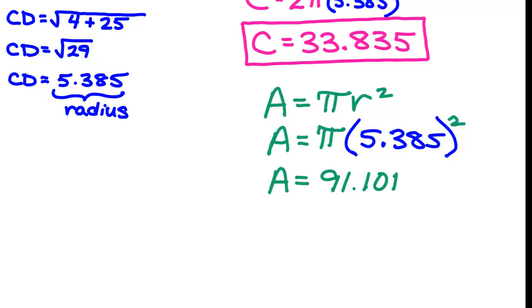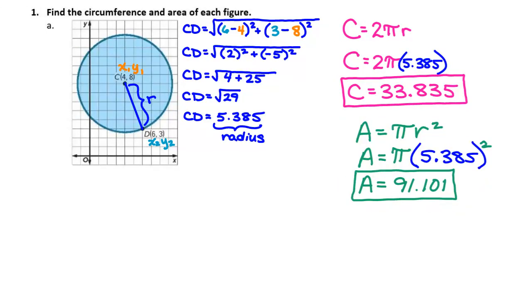91.101, 91.102. That very last, that third digit, I'm not going to get real picky about. I do want you guys to take it out to 3 places, but I don't get real picky if your very last digit is just a little bit off from mine. So 91.101, 91.102, I would accept either one. All right. Nicely done.